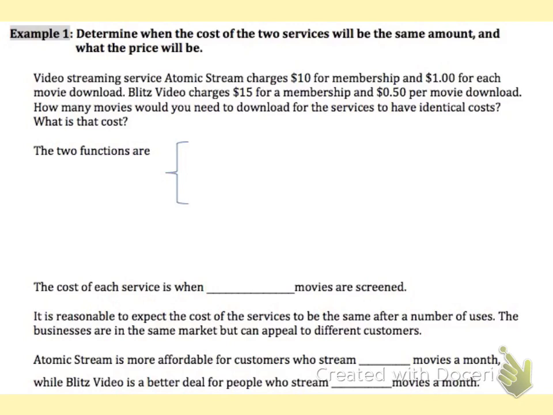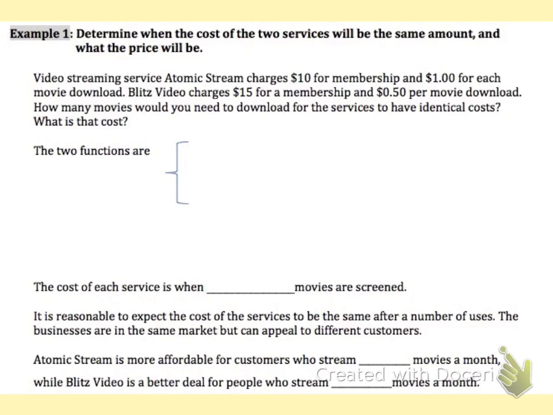We'll jump right in. Determine when the cost of two services will be the same amount and what the price will be. Video streaming services: Atomic Stream charges $10 for membership and $1 for each movie download. Blitz Video charges $15 for a membership and 50 cents per movie download. How many movies would you need to download for the services to have identical costs? And what is that cost?